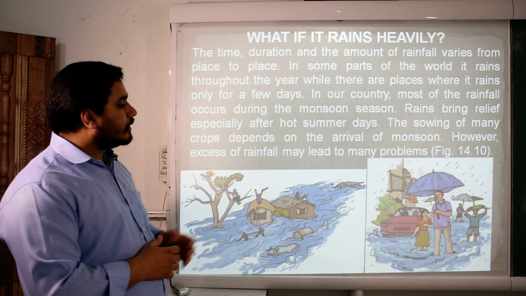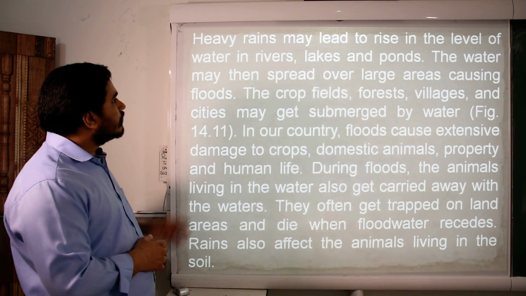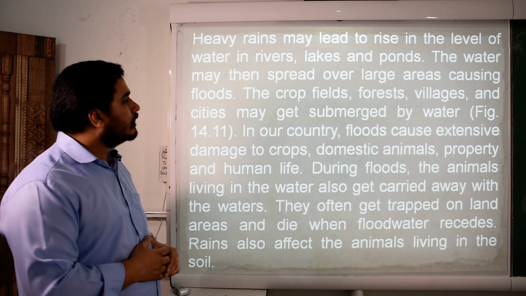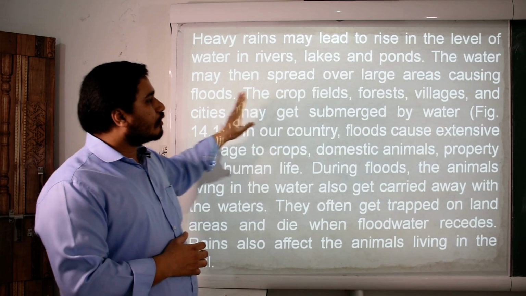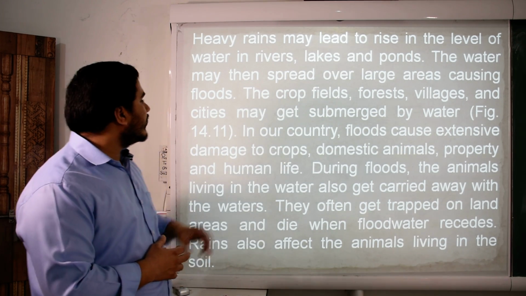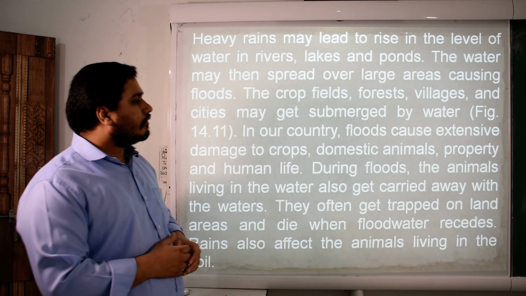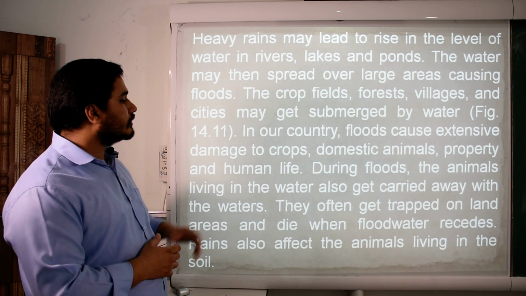So these problems may occur in the city or village areas if there is heavy rainfall. Heavy rains may lead to a rise in the level of water in rivers, lakes and ponds. The water may then spread over large areas, causing floods. The crop fields, forests, villages and cities may get submerged by water. In our country, floods cause extensive damage to crops, domestic animals, property and human lives.